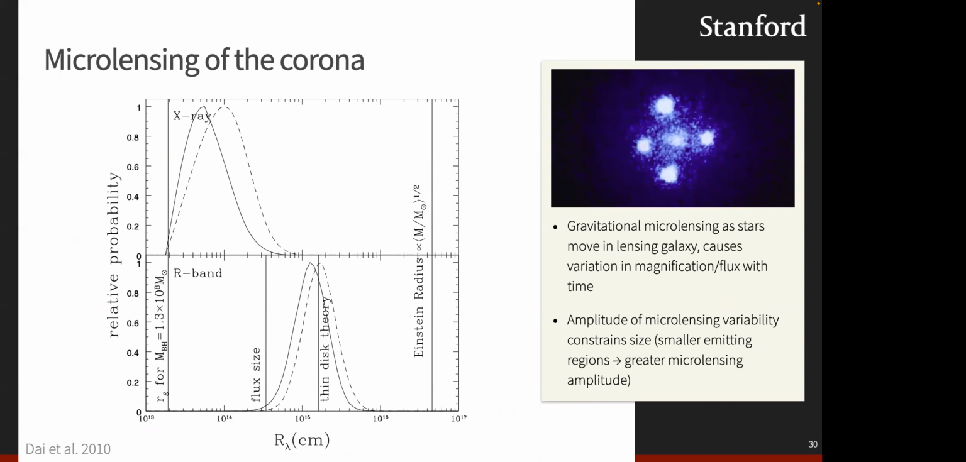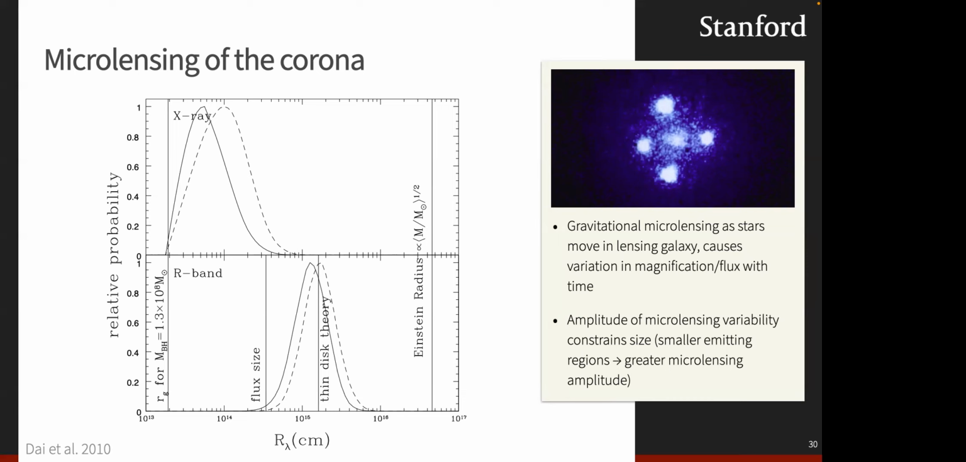And there's one last measurement we can actually do of the size of the corona. And this is a paper from Dye et al. back in 2010. And this was looking at these gravitationally lensed quasars. When we have gravitational lensing, the galaxy doing the lensing isn't a pure magnifying glass. It's a galaxy that's full of stars, and those stars are moving. So the lens is always changing. So that means the magnification of our quasar sometimes goes up, sometimes it goes down as the stars move in the lensing galaxy. This is called microlensing.